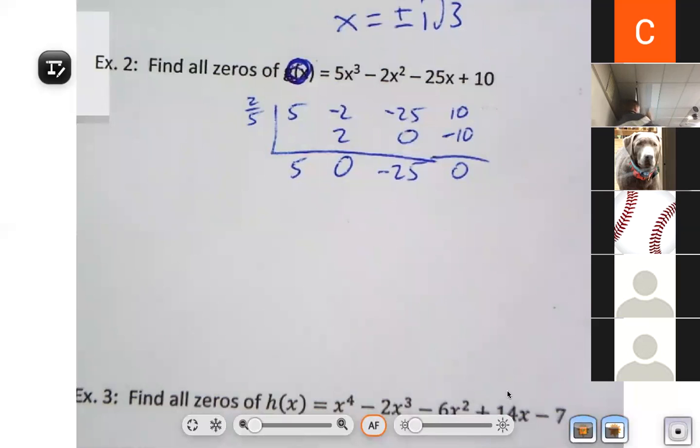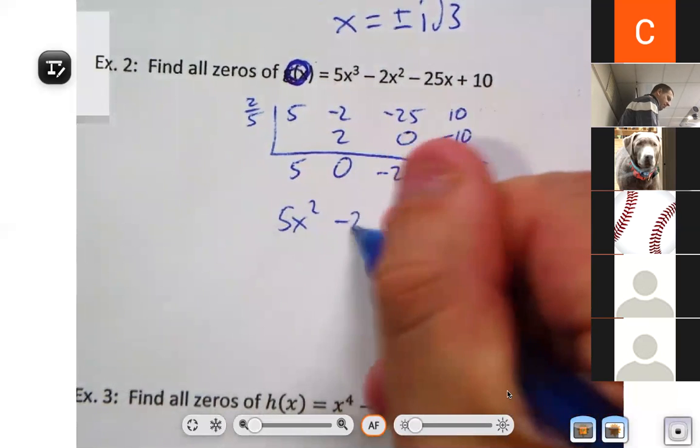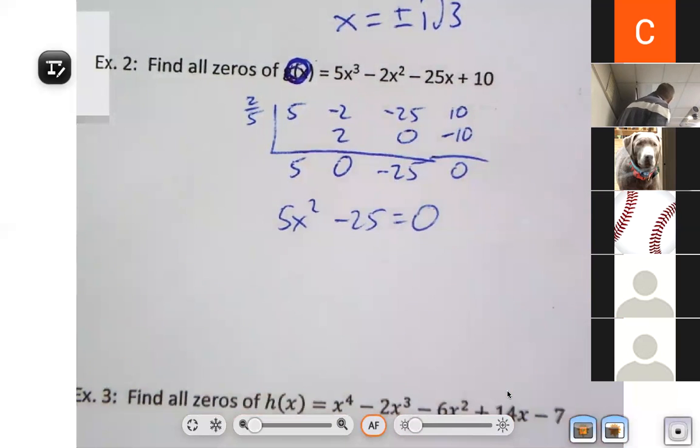Now I've chopped it down to a quadratic, which is the whole goal, because now I can set up this new quadratic equation. So this is 5x squared, no x term, minus 25 equals 0. And when I solve this quadratic, I'm going to get those other two answers.